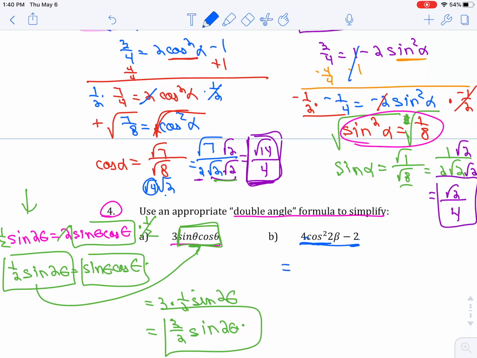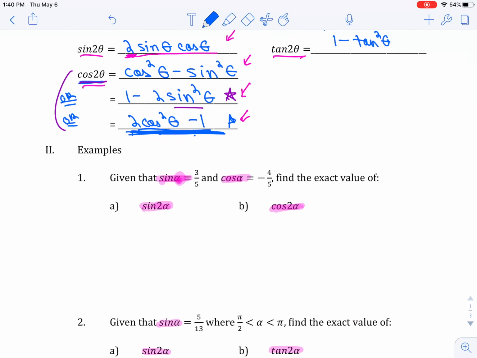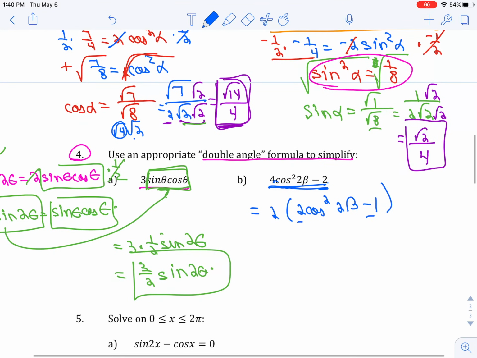Now you can't just up and divide both sides by 2 and get rid of that, because this is not an equation, it's an expression. So I don't have 2 sides that I can divide by 2. But if I factor out a 2, I get 2 times, and then I'll have 2 cosine squared 2 beta minus 1. Now this part, the 2 and the negative 1, should remind you of this formula right here. But now notice that this is cosine of theta, and this is cosine squared of 2 beta.